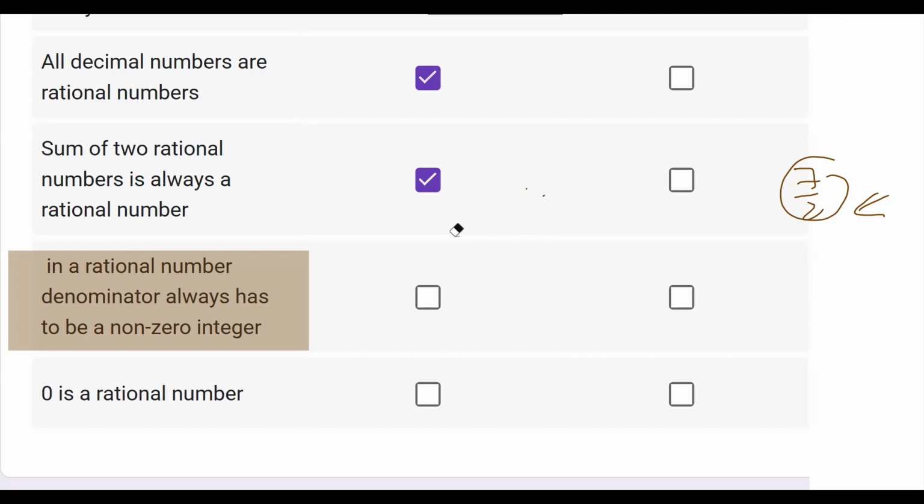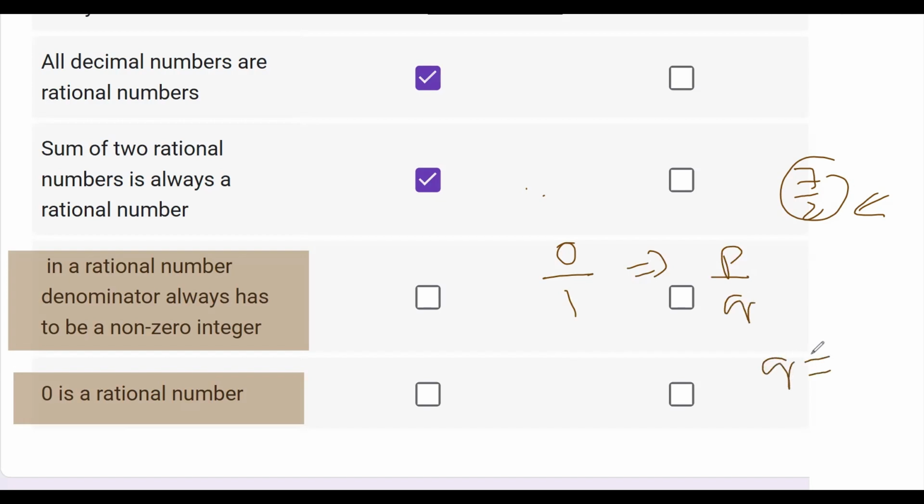Moving to the next, the last one here says, 0 is a rational number. Yes, because 0 can be written as 0 over 1. So any number which can be written in the form of p by q, where q should not be 0, is a rational number.